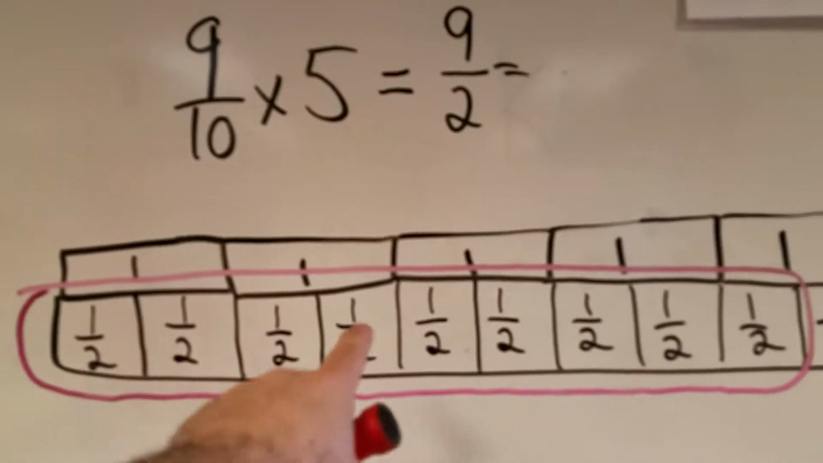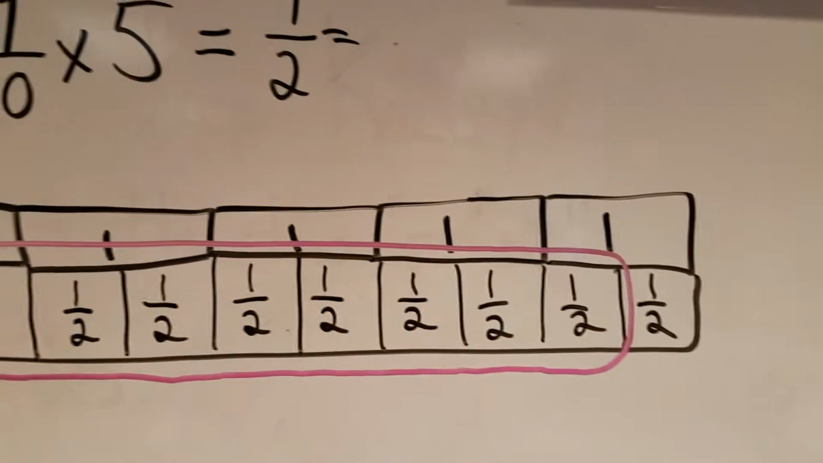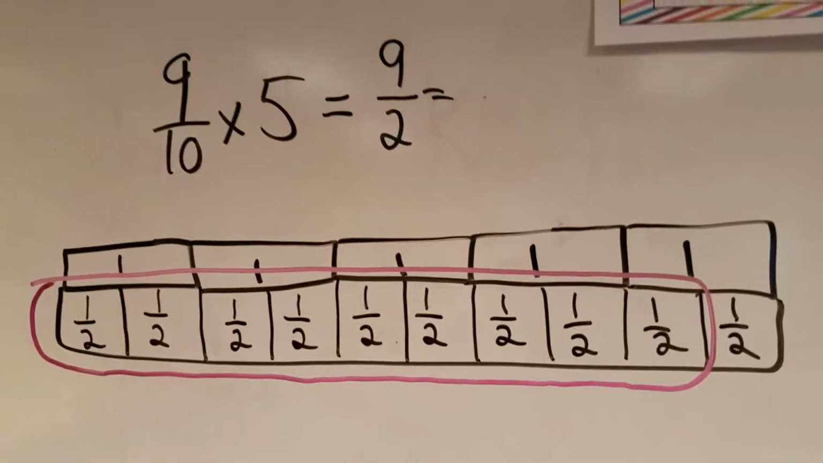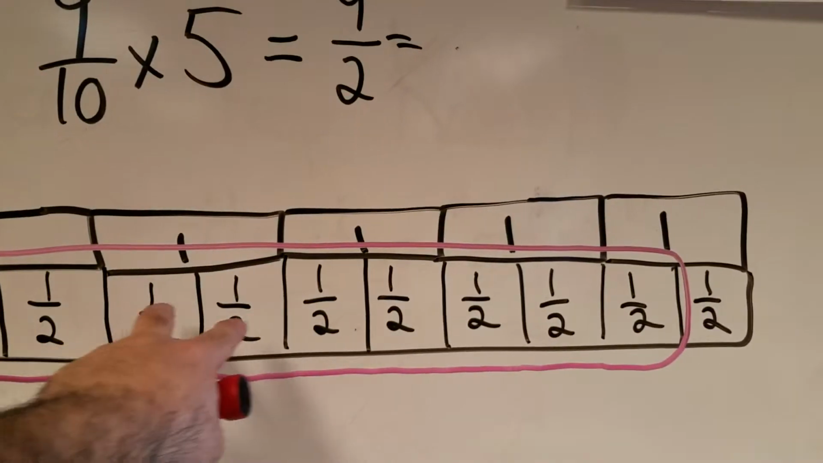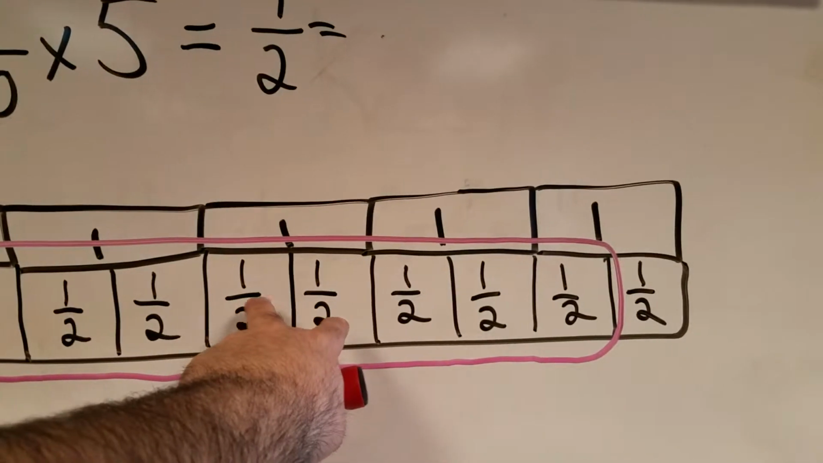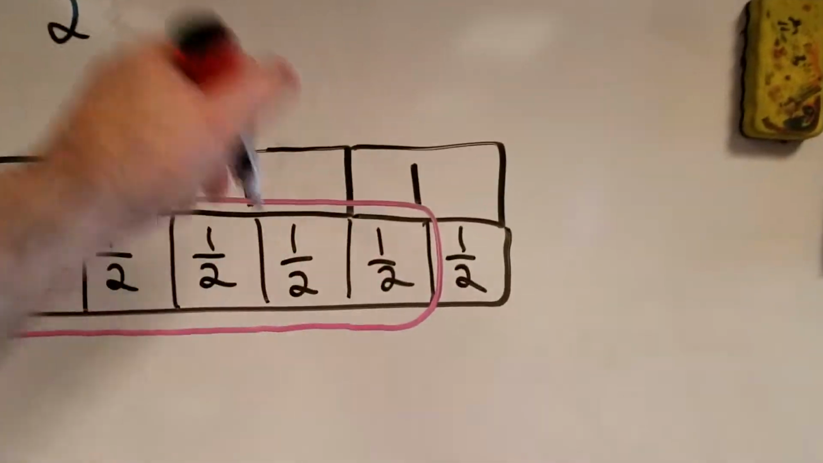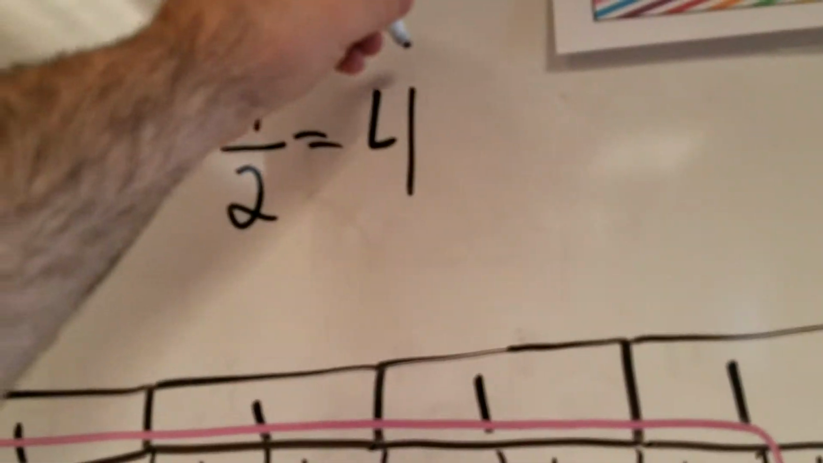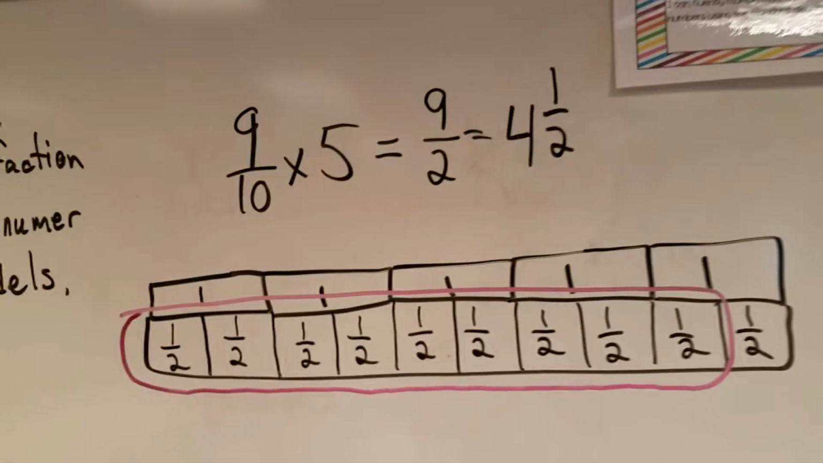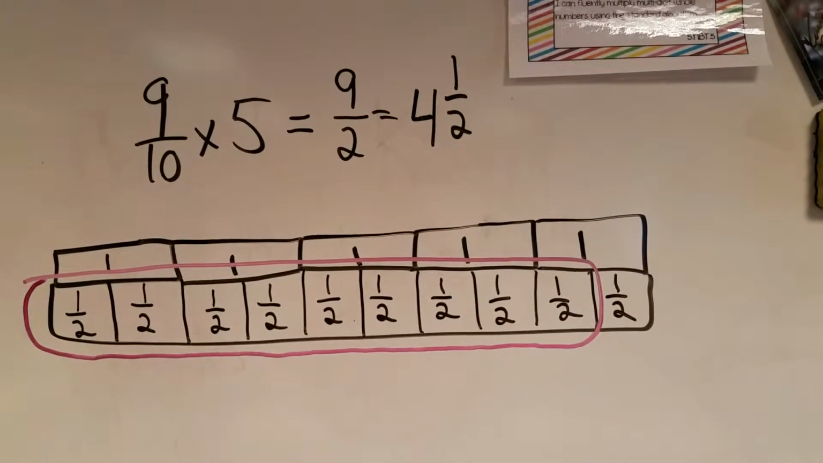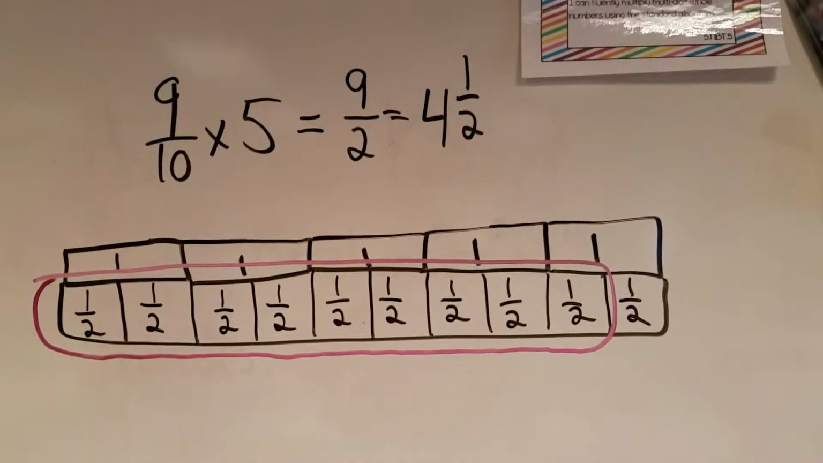1, 2, 3, 4, 5, 6, 7, 8, 9. But then I say, well, I can't have an improper fraction. I know 2 halves is a whole, 2 more is a second whole, 3, 4, and 1/2. So my final answer is 4 and 1/2. 9/10 times 5 equals 9/2 or 4 and 1/2.